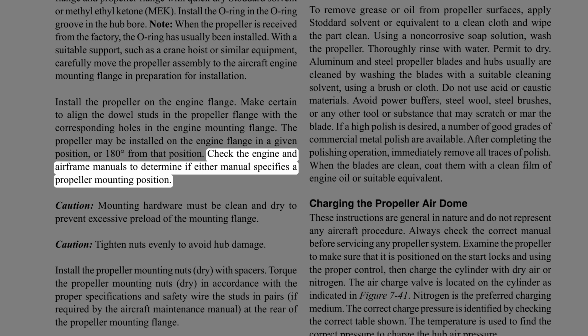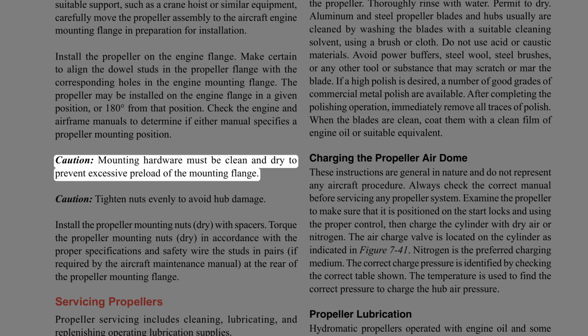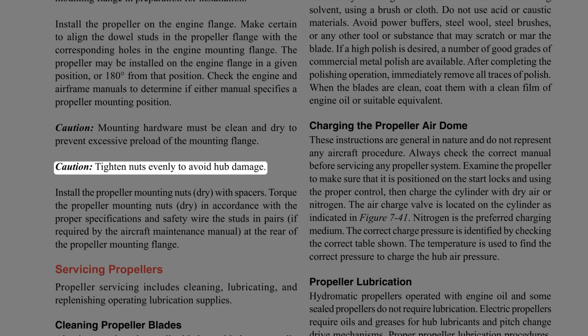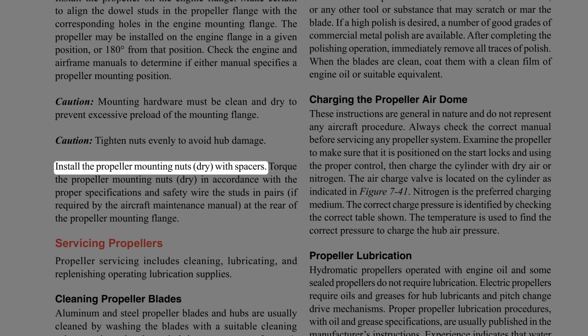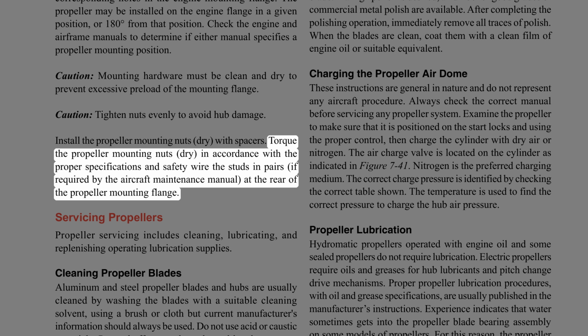Check the engine and airframe manuals to determine if either manual specifies a propeller mounting position. Caution: mounting hardware must be clean and dry to prevent excessive preload of the mounting flange. Caution: tighten nuts evenly to avoid hub damage. Install the propeller mounting nuts, dry, with spacers. Torque the propeller mounting nuts, dry, in accordance with the proper specifications and safety wire the studs in pairs, if required by the aircraft maintenance manual, at the rear of the propeller mounting flange.